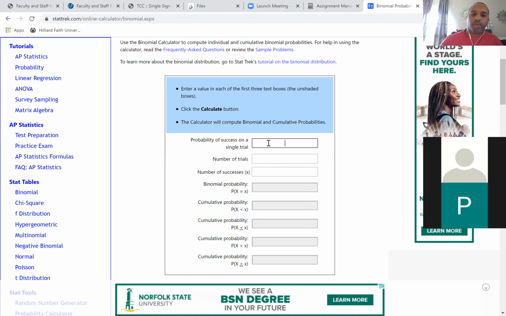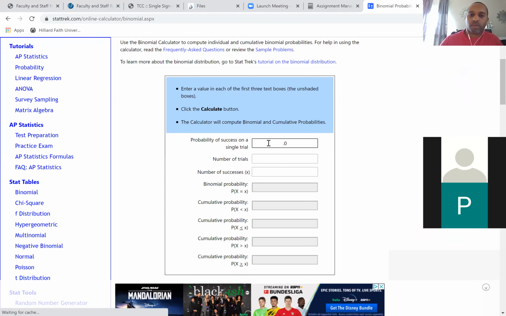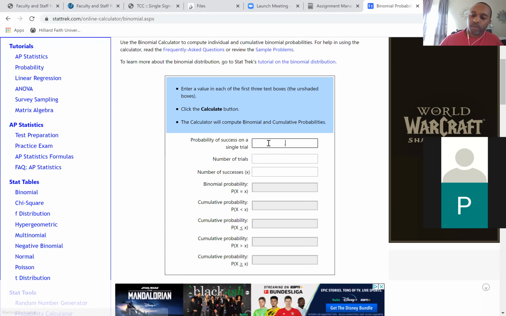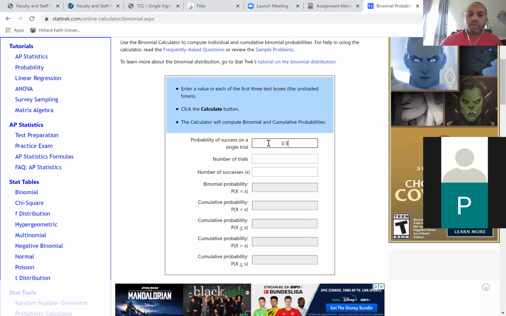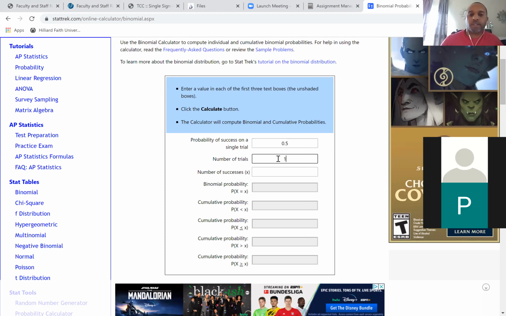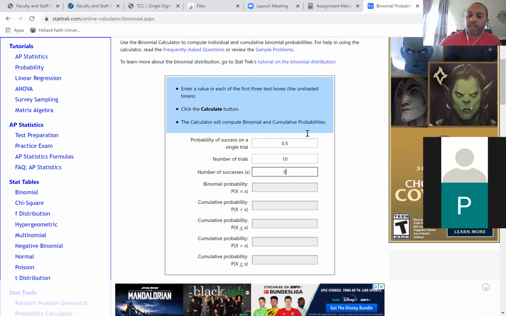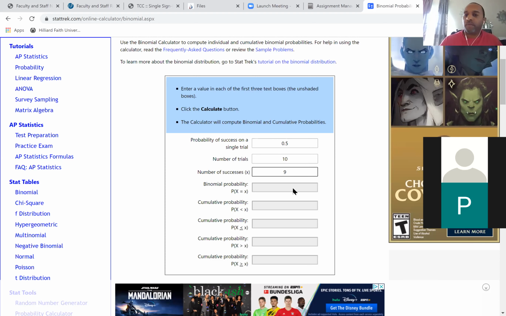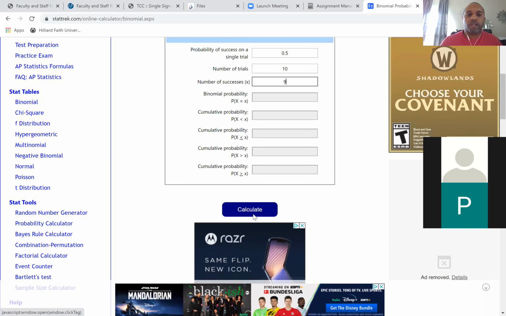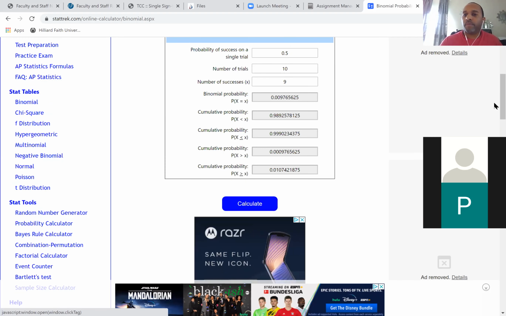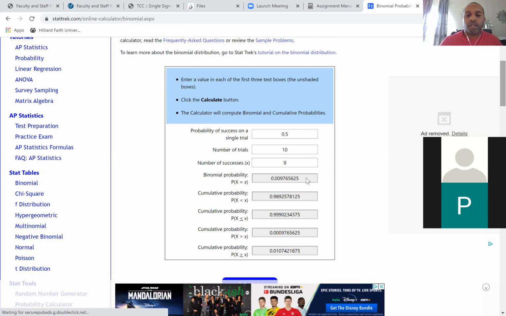P is the probability of success. So they give us P to be 0.5, then the number of trials, that's N, that's 10. And then the number of successes is 9, that's X. And then calculate. And that's it right there.